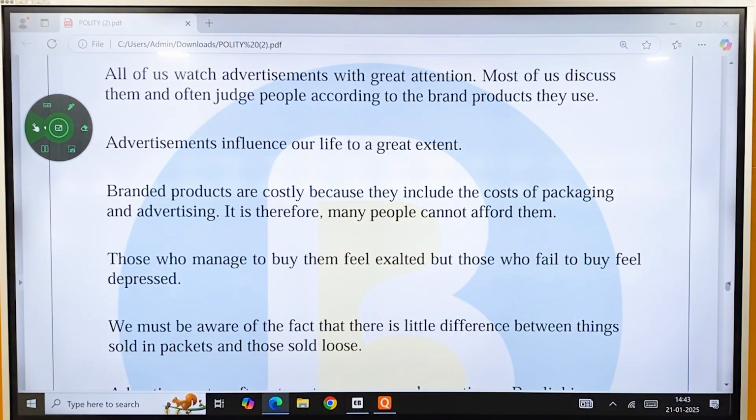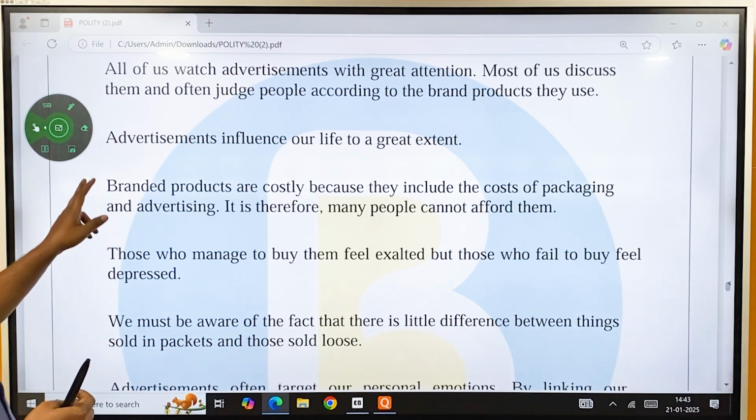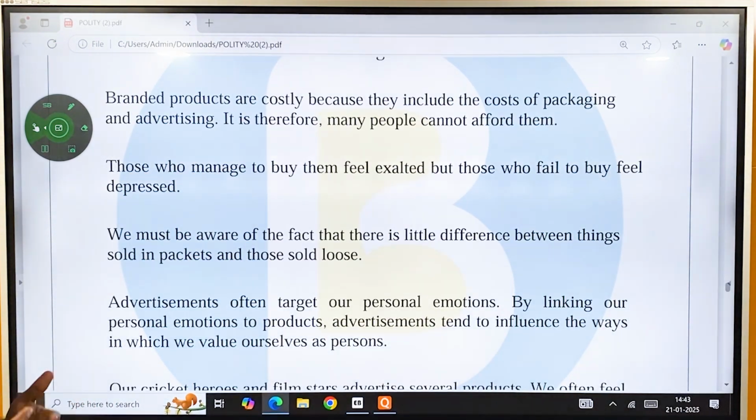Branded products are costly because they include the cost of packaging and advertising. It is therefore many people cannot afford them. Branded clothes have become too costly for common people to afford. Those who manage to buy them feel exalted, but those who fail to buy feel depressed. Okay, that is the branded versus unbranded.